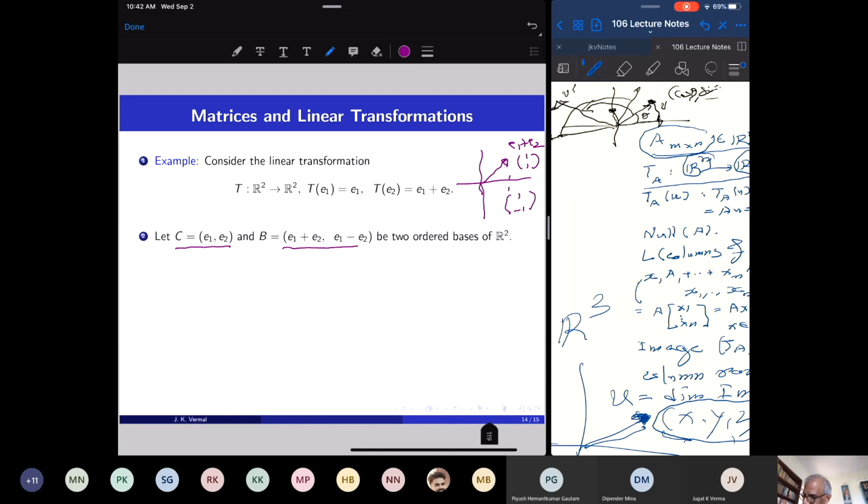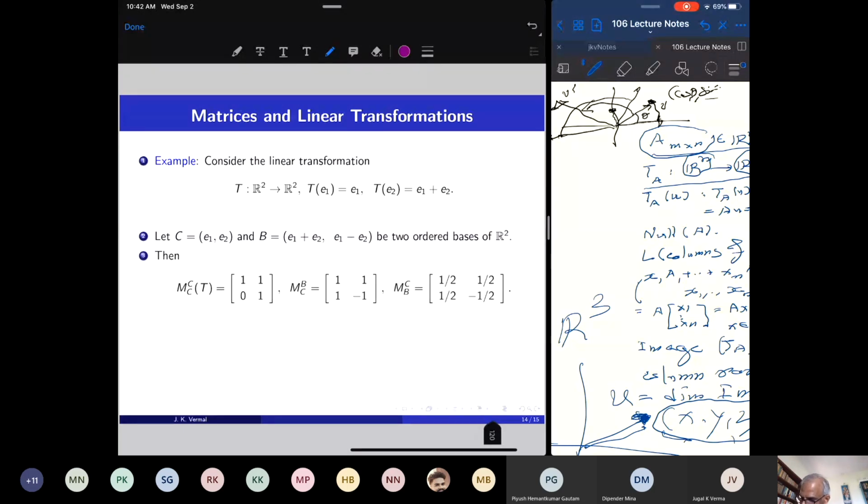So it is here. These two vectors are linearly independent because neither is a scalar multiple of the other. So E1 plus E2 and E1 minus E2 are two ordered bases. This is the standard basis, E1 and E2. The other basis is E1 plus E2 and E1 minus E2. And T is this map, which sends E1 to E1 and E2 to E1 plus E2. I want to find the two matrices of T with respect to these two bases and the transition matrix and verify.